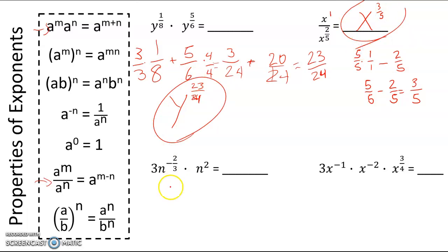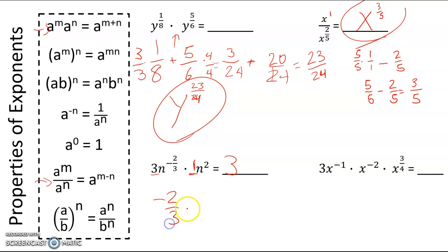Going down here, we have 3n to the negative 2/3 power times n to the 2nd power. First thing, let's just worry about these numbers out front. We have a number out front here, and we don't really have a number out here, so that means we have the number 1 there. We're going to multiply those two numbers out front, 3 times 1, which gets us 3. And then we're left with n to the negative 2/3 power times n to the 2nd. That's essentially the same problem up here. We're going to add those exponents.